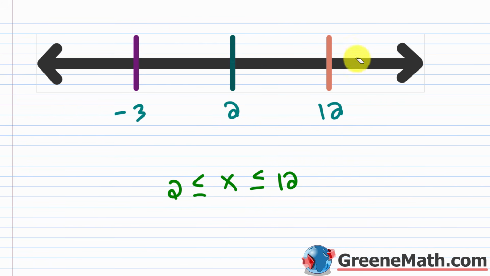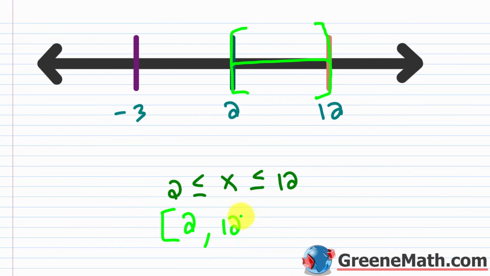And let me use a bracket here. I'm just going to change the color up completely. So let me use this color. I'm going to use a bracket at 2, or you can keep the filled in circle, and a bracket at 12. And I'm going to shade everything in between. So x can be any number, including 2, and going up to and including 12. In interval notation, it looks like this. You'd have a 2 here with a bracket, and then a 12 here with a bracket.